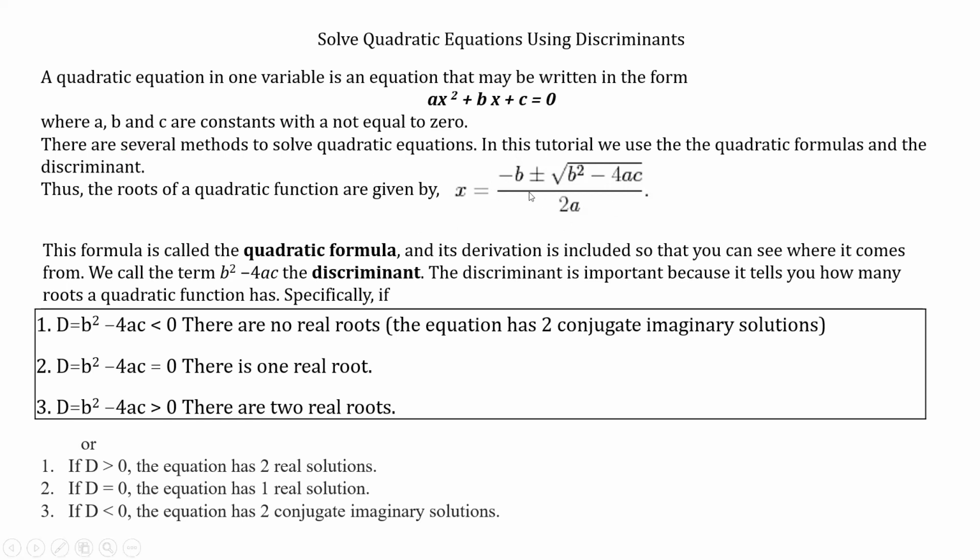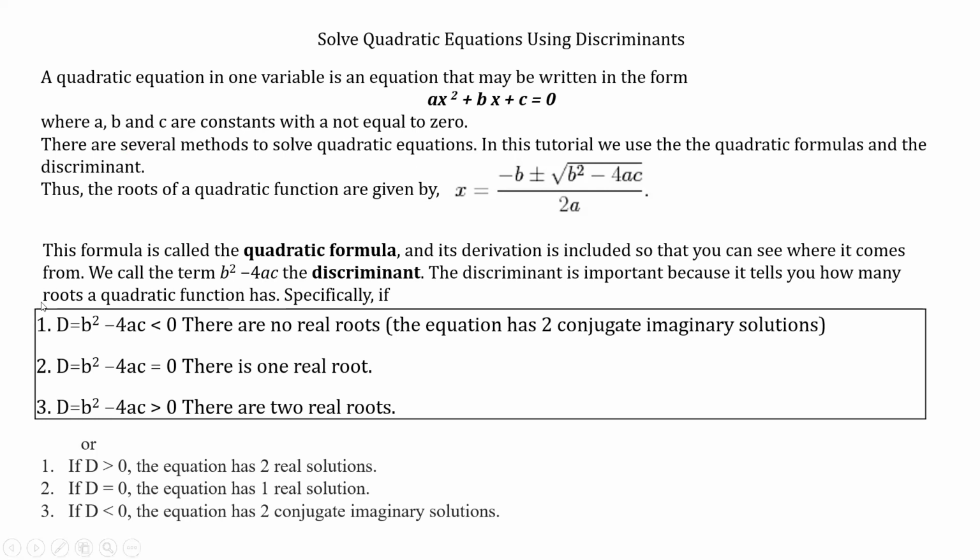This formula is called the quadratic formula, and its derivation is included so that you can see where it comes from. We call the term b squared minus 4ac the discriminant. The discriminant is important because it tells you how many roots a quadratic equation has.